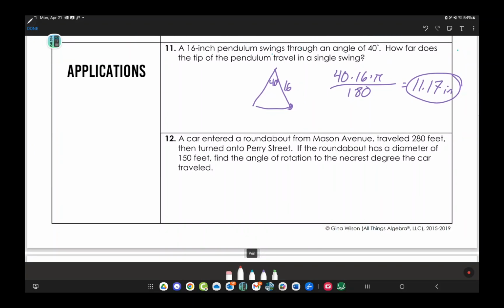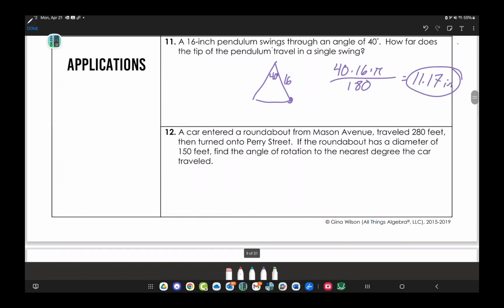And number 12, cars entered a roundabout from Mason Avenue, traveled 280 feet, and then turned onto Perry Street. The roundabout has a diameter of 150 feet. Find the angle of rotation. So this time we're trying to find x. Given diameter, which means the radius is 75. We have the actual arc length, so 280 is equal to x times pi times 75 over 180.